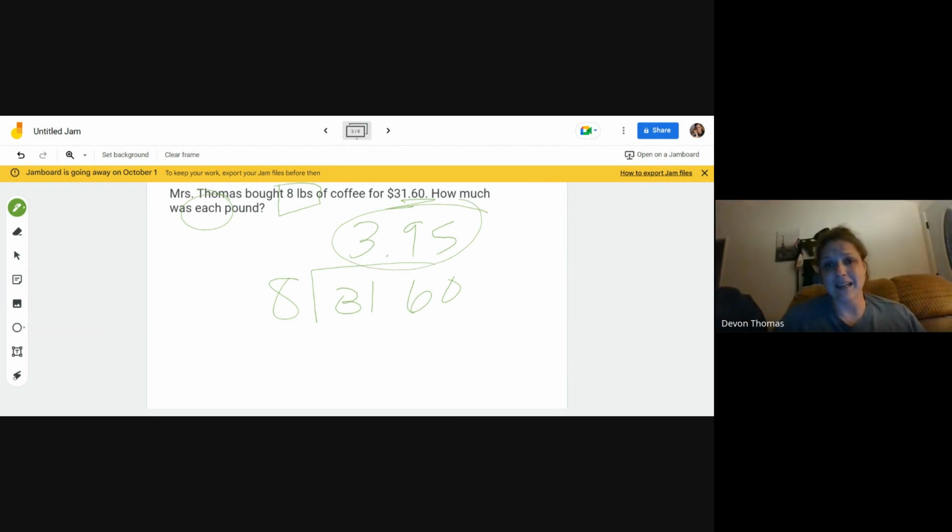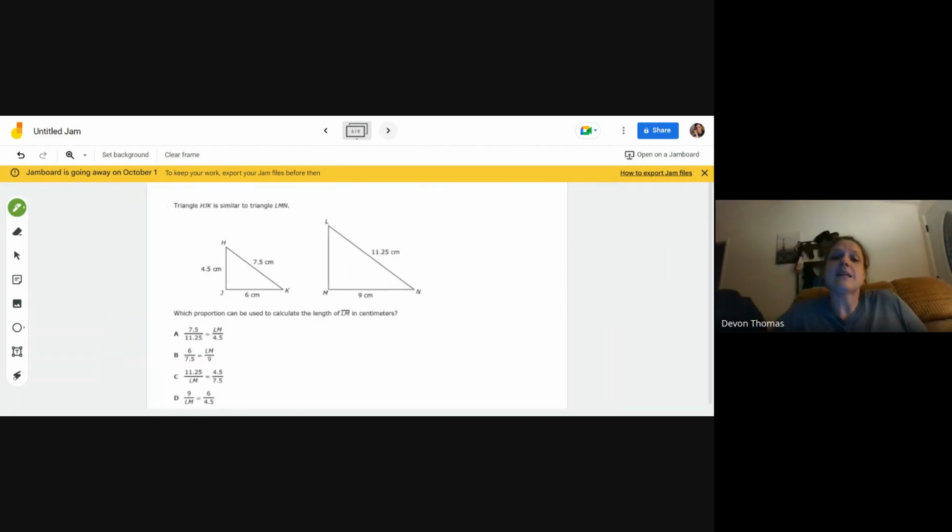They always test it like this because what it is a unit rate. They want to know how much one of the pounds is. If they test it, it'll be like this. It won't be a multiplication question. All right, next one. Similar figures.